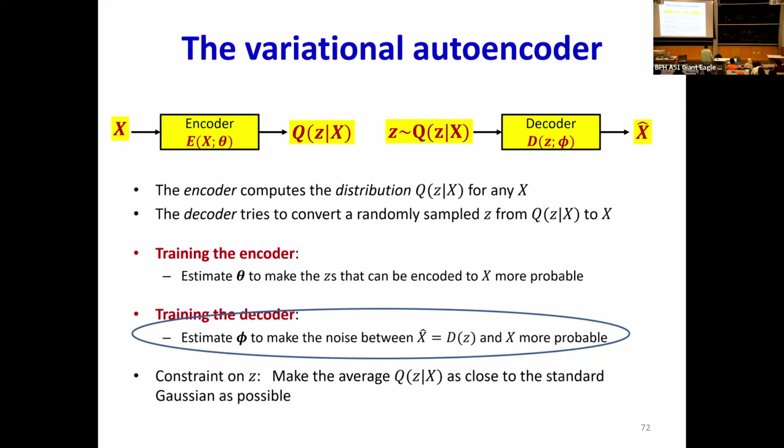Okay? The second question is, how do I train the decoder? How do I estimate the phi? So let's say I've learned the encoder properly. The encoder is doing a very good job of approximating the posterior probability of z given x. So anytime I sample from it, the decoder must give me a good face, right? So how do I estimate the decoder?